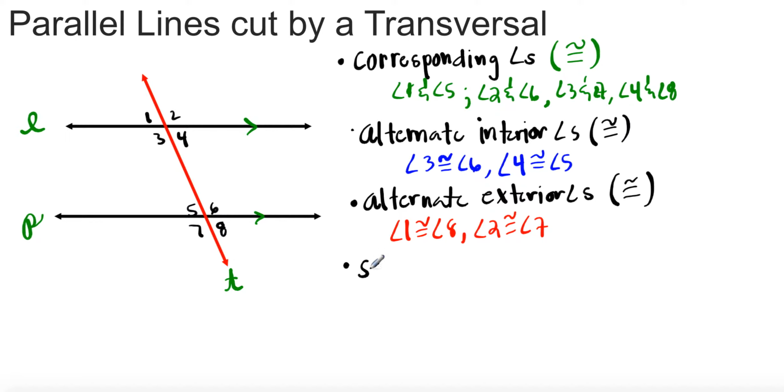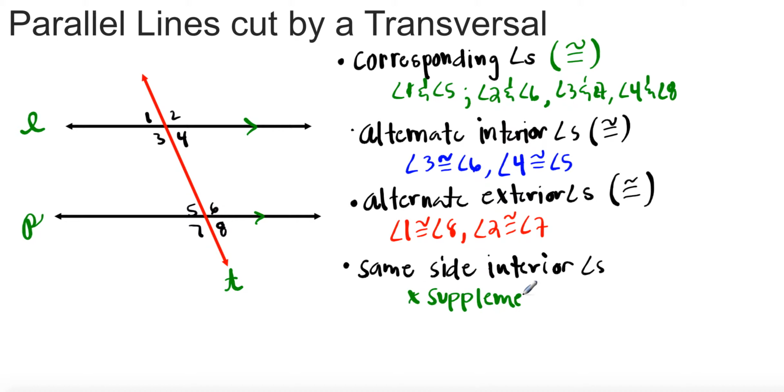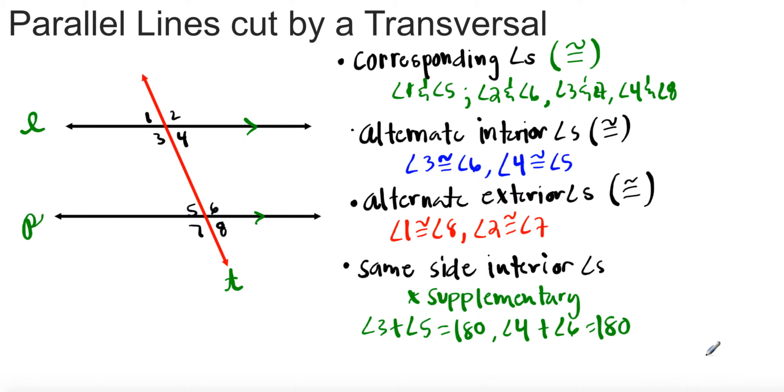You might have same side interior angles, and they are supplementary. Okay, so they are not congruent, they're supplementary. Same side interior angles would be 3 and 5. So we could say angle 3 plus angle 5 is 180. And my other pair of same side interior are angle 4 and angle 6. So angle 4 plus angle 6 is equal to 180.